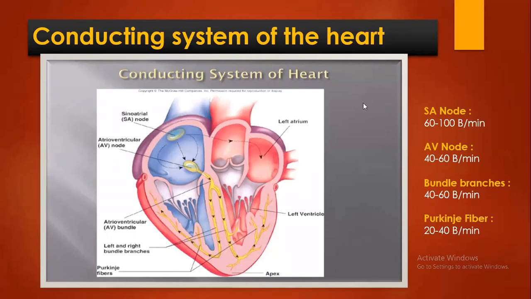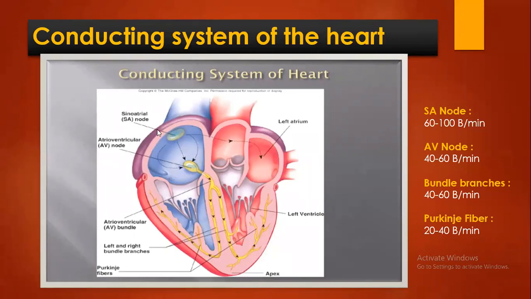Okay, as we talked about the normal heart cycle, let's go through the conducting system of the heart. This is the main core of this lecture. Guys, you need to understand this very well. This is the electrical activity of the heart. This is how the heart works. This conducting system of the heart supplies the heart with impulses, or we can say signals, electrical activity. We have different components. The first part is called the SA node or sinoatrial node. It is present in the upper part of the right atrium.